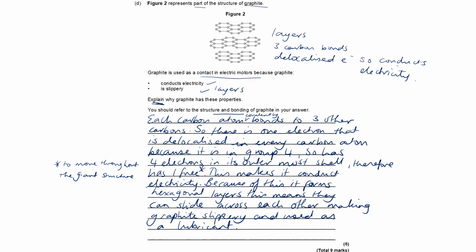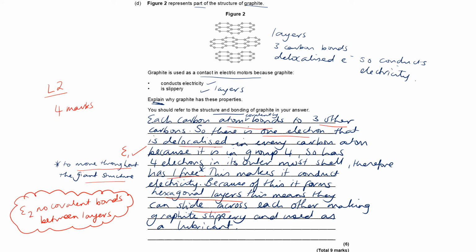So when I've marked this and I've looked at the mark scheme, I actually got level 2, I think, rather than level 3. So that's 4 marks instead of 6. And that's because even though I had the explanation, as you can see, I've underlined it as E1, to move throughout the giant structure, I didn't mention the fact that there were no covalent bonds between the layers, and that's why the layers could slip between each other. So because of that, I didn't give myself a level 3. But you can see how it's not actually that much difficult to get a decent set of marks for this question.